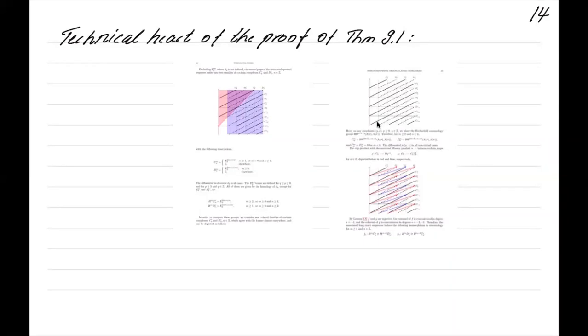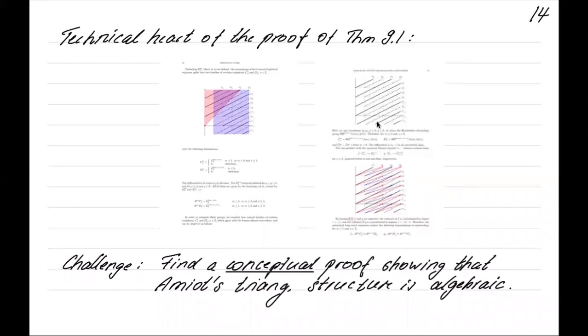arguments. And now thanks to Fernando's theorem, we know that there is a triangulated structure and that there is an algebraic structure and it's even unique. So since it is unique, we might hope that we can find a conceptual construction of it. So maybe as a challenge, let me propose to find a conceptual proof showing at least that the Muro triangulated structure is algebraic. Of course, it would be very nice to have also a proof of the uniqueness part, but maybe that's too ambitious.